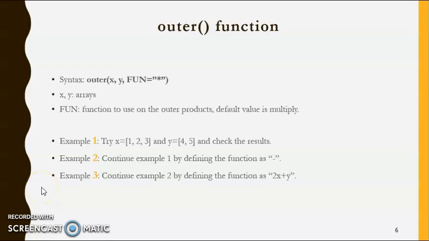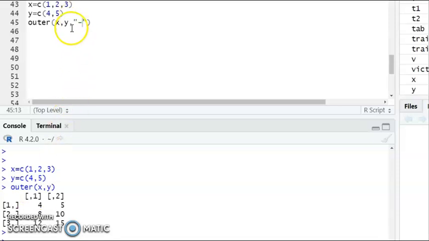So my friends, in this example, it's asking you to do that, but please do it this way. Before you do it in your IDE, do it manually on a piece of paper: what you expect if you put outer X and Y and minus here. As you can see, I have put minus in a double quotation mark, and I'm going to run it if it allows me.